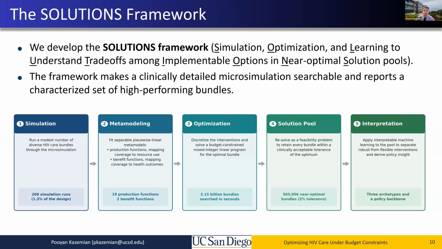Once we have those meta-models, we can build our optimization model on those meta-models. Here we develop a budget-constrained optimization model, and then we solve it to get the optimal solution. And then we reframe the optimization problem as a feasibility problem in order to identify the solution pool. Again, the pool of all near optimal bundles of care that result in roughly the same number of transmissions or the same number of near-term deaths.